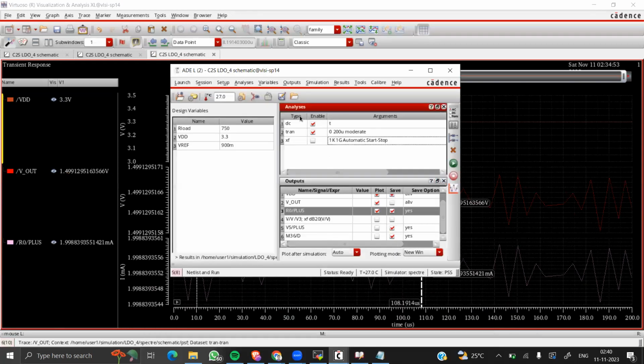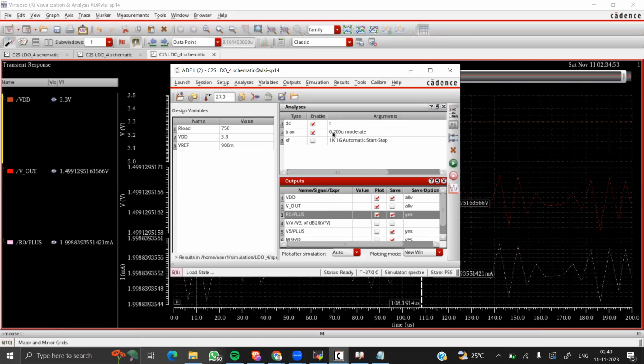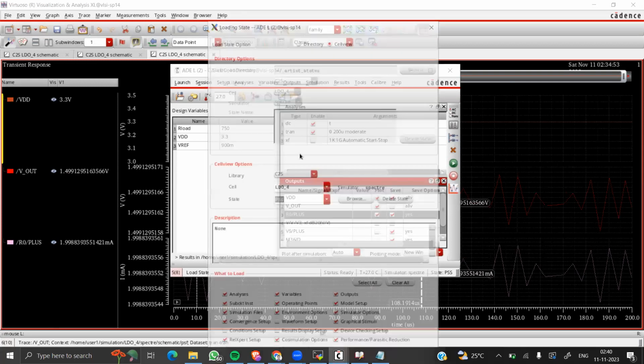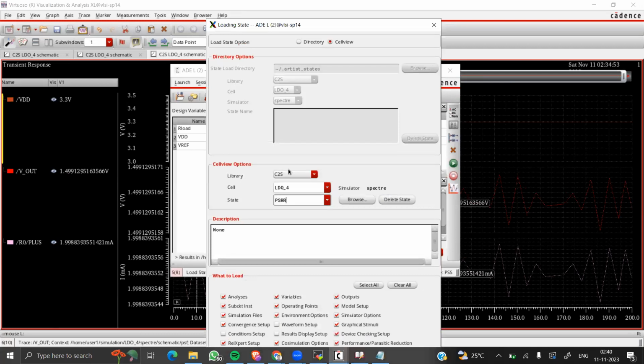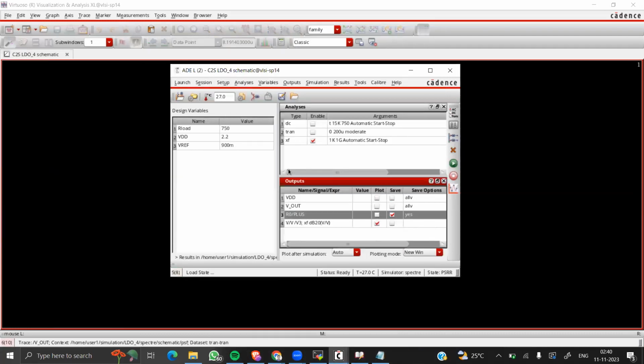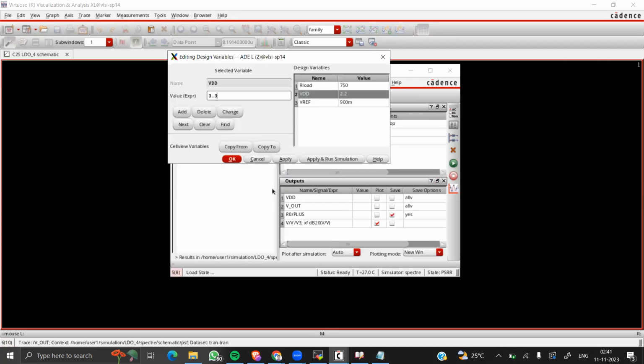Speaking more of the simulations, I have taken a normal transient simulation for 200 microseconds. The duration can be controlled. I plotted the output voltage, supply voltage, and the current through the output resistance, so the load current is plotted. So what else? Let's go into PSRR simulations. I've already run the simulation and saved it, so I'll be opening those. Let's take 3.3 volts.